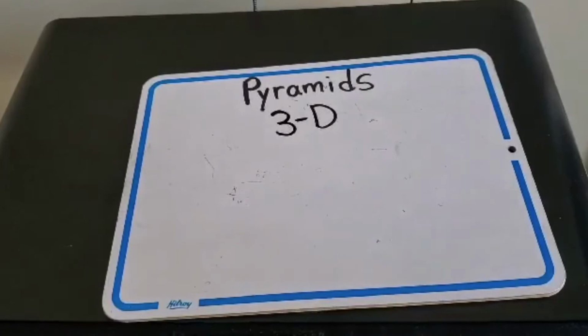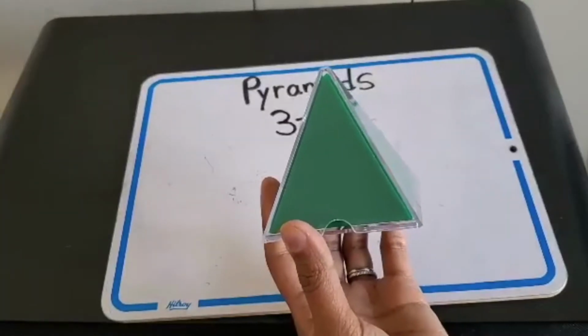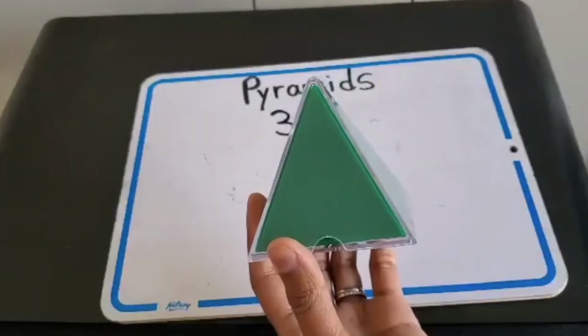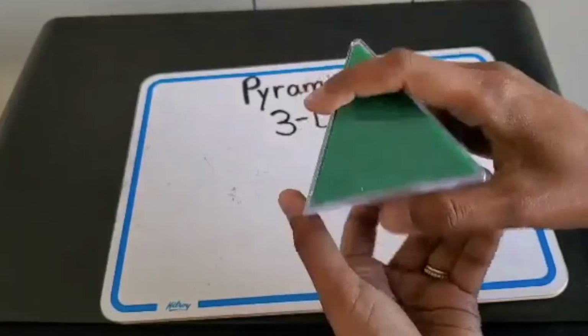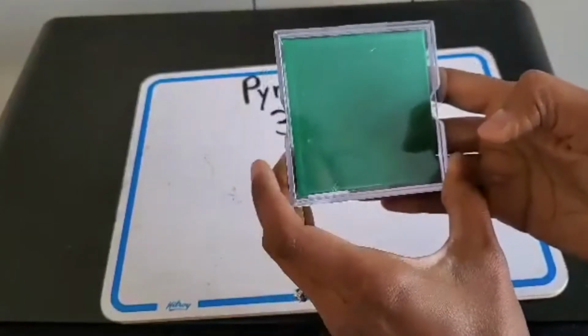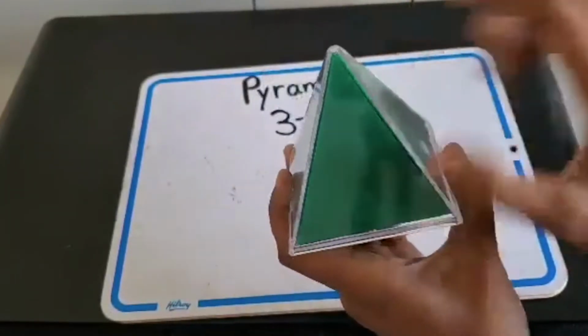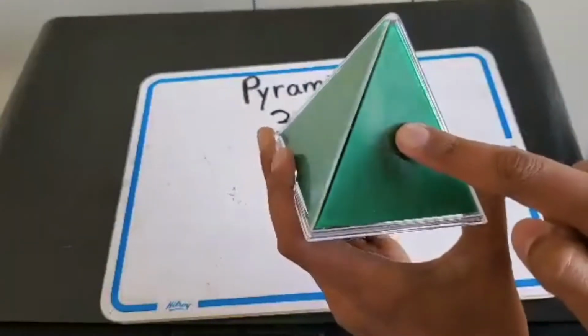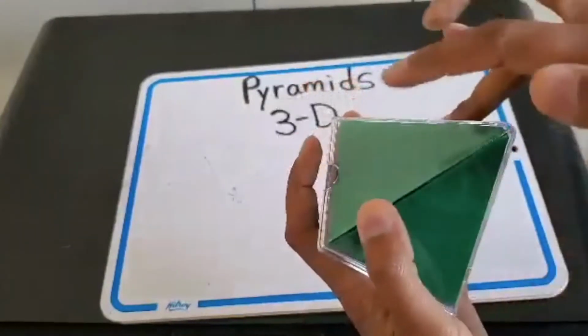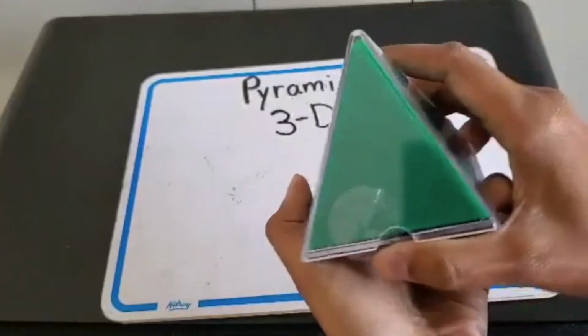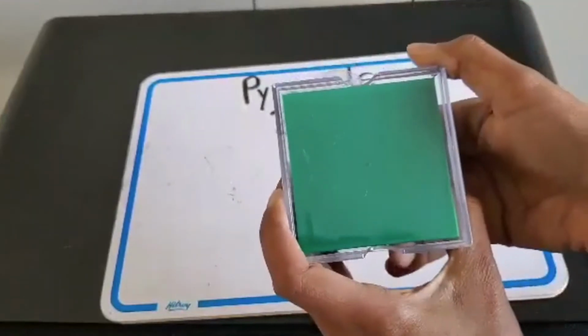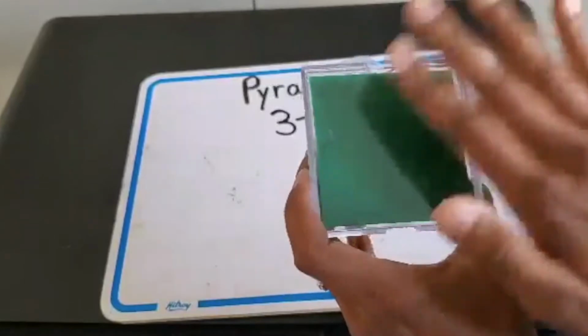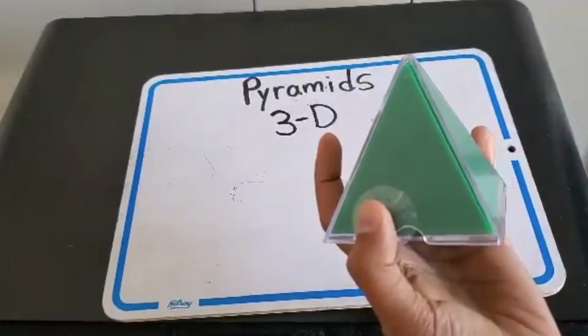Let's go through a few more 3D shapes. The next shape I want to show you is called a pyramid. What kind of faces do you see on the pyramid? I see triangle faces, and there's 1, 2, 3, 4 triangle faces on a pyramid, and at the bottom there is a square face.